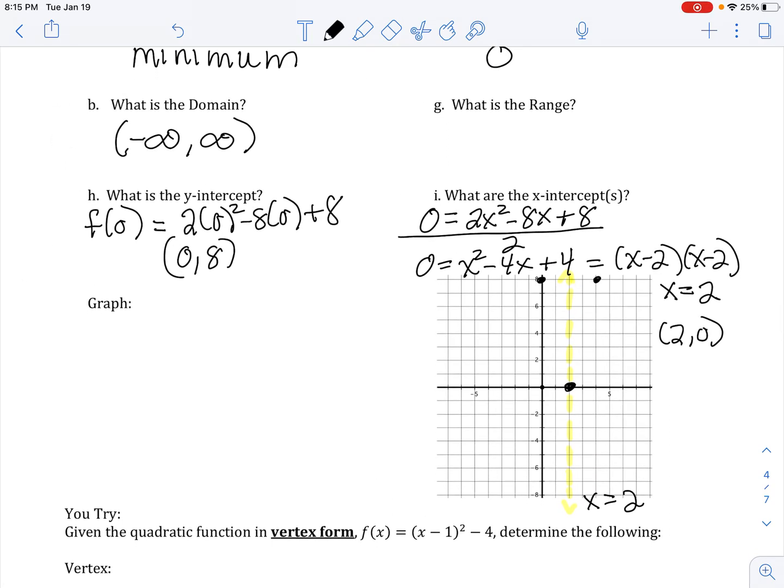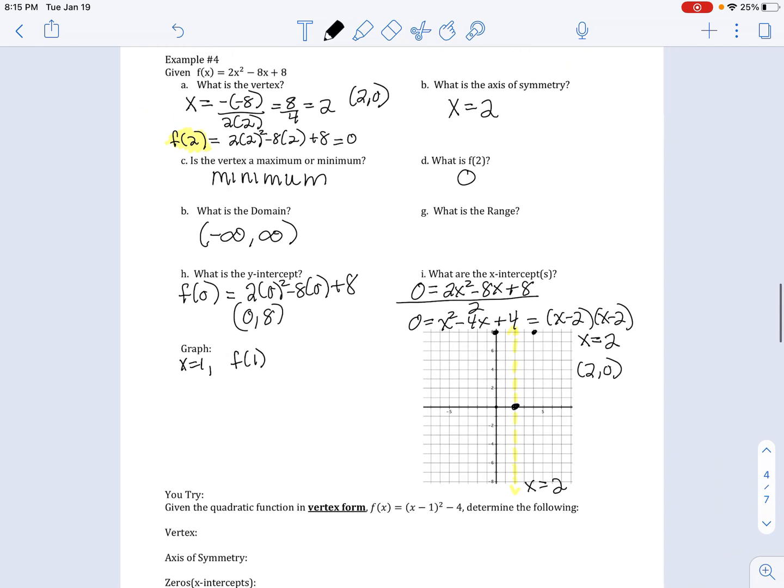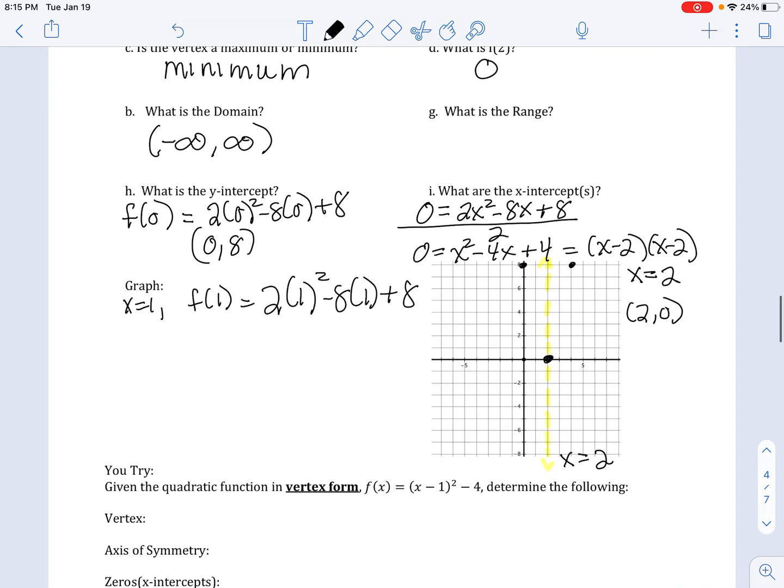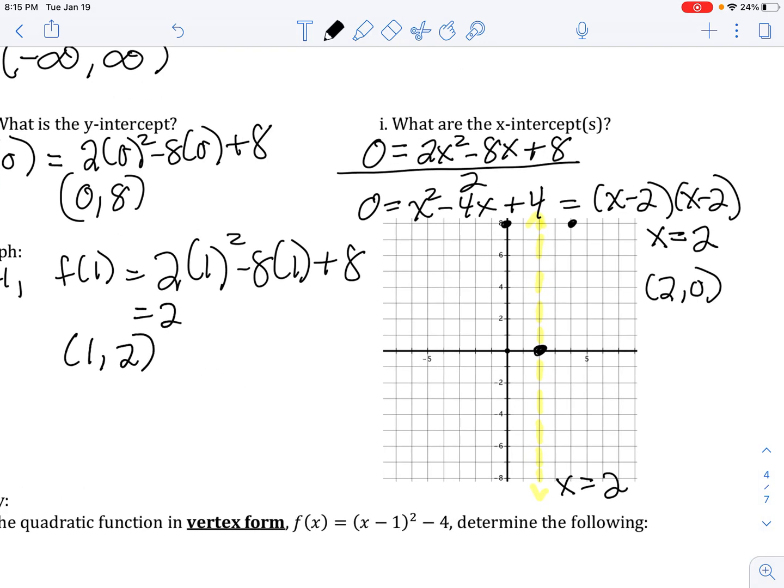We only have 3 points. We need 2 more points to have an accurate curve. And so this is where I said in the other notes, pick an x value near the vertex. So I'm going to pick x equals 1. In other words, I'm going to find f of 1, right? So I'm going to go up to my equation. That's going to be 2 times 1 squared minus 8 times 1 plus 8. Use of your calculator, super helpful. So that's going to be 2 minus 8 is a negative 6, plus 8 is 2. All right, so that means the point 1, 2 is on the graph.